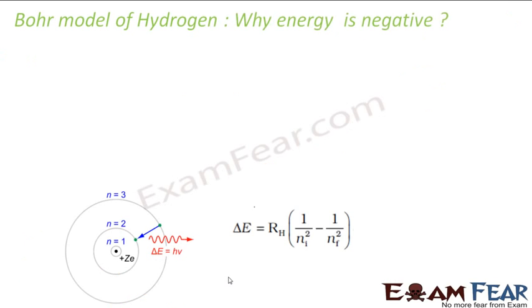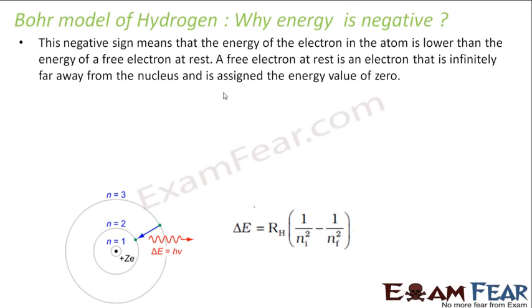Now the question is, in the Bohr model of hydrogen, energy is negative. Why? Negative sign means the energy is lower than the energy of a free electron at rest. See, first thing, an electron will never be at rest, right? So this is nothing but an electron which is not under the effect of any charge. I can say that is the energy of an electron that is infinitely away from the nucleus.